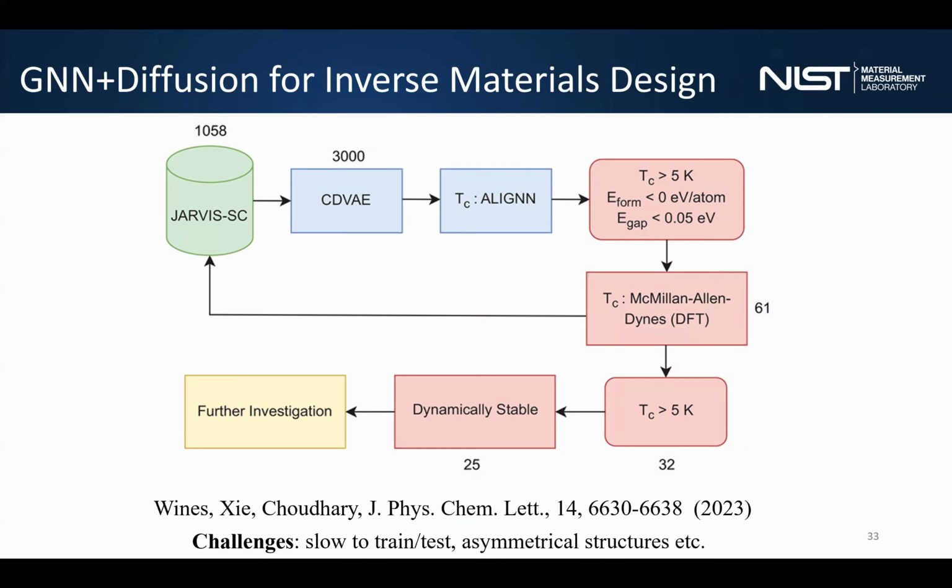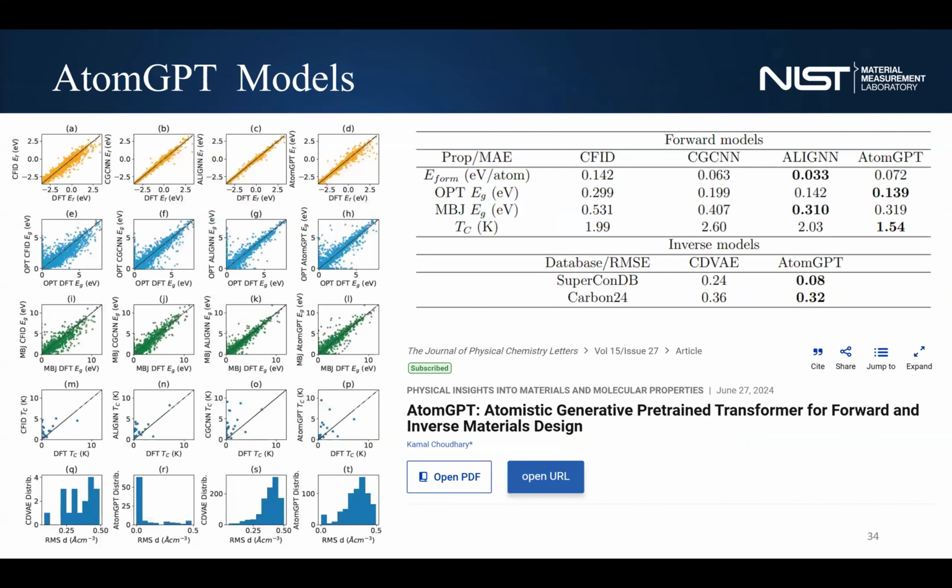dynamically stable superconductors. But when we were working with this, we found that there are several challenges. First of all, this model is extremely difficult to train, and it generates a lot of asymmetric structures, like P1 structures, which is not very good for superconductor design. There are still a lot of symmetric structures, but a lot of them are non-symmetric, which is challenging. So that was the motivation for GPT models.